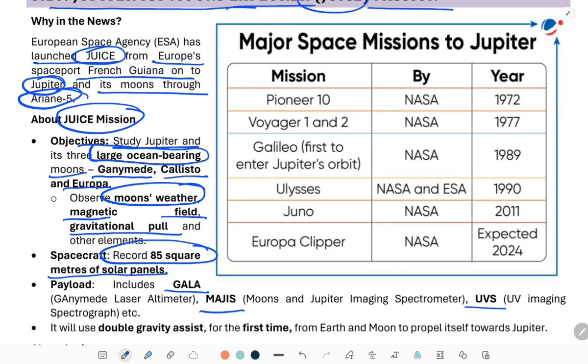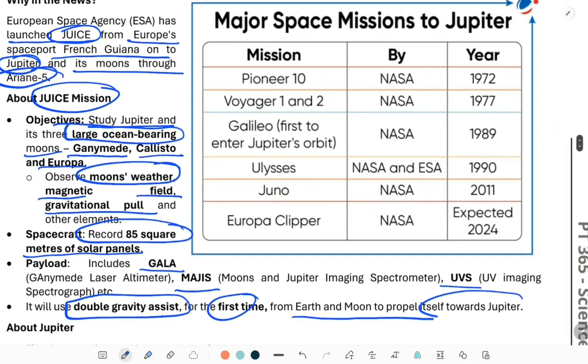Next, it will use double gravity assist. It will use the double gravity assist for the first time, from Earth and Moon, to propel itself towards Jupiter. We'll see some major space missions to Jupiter.